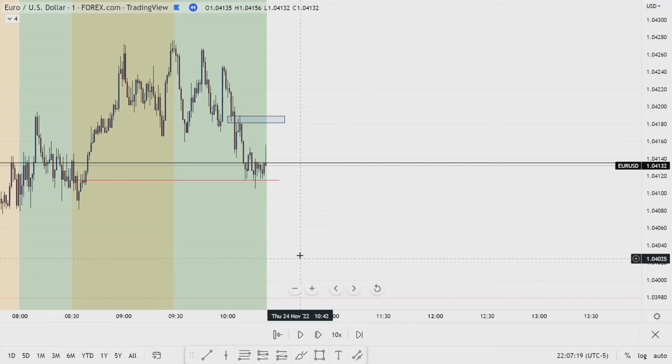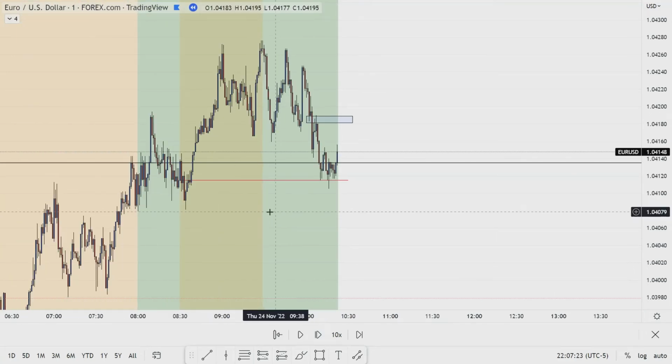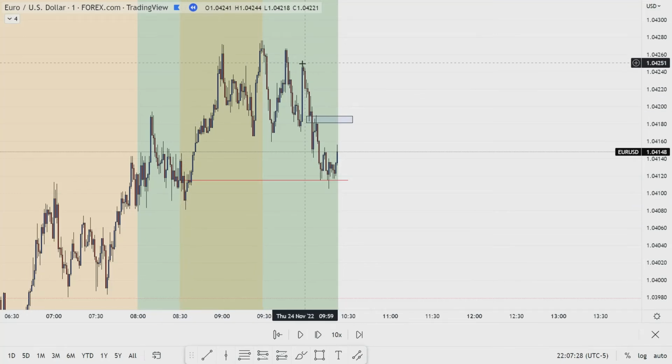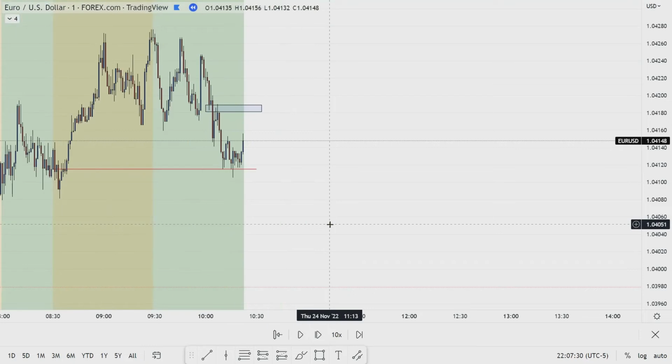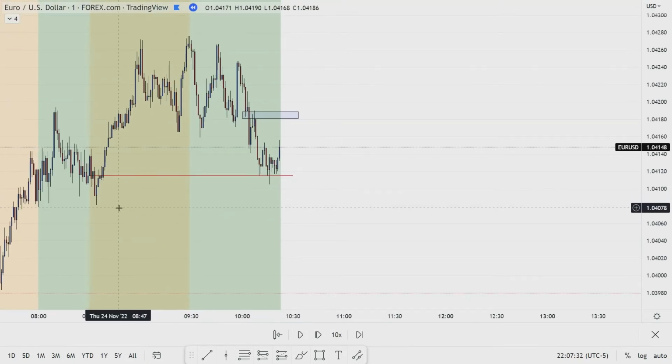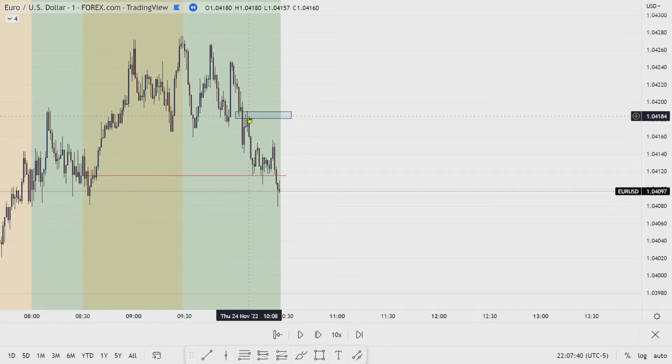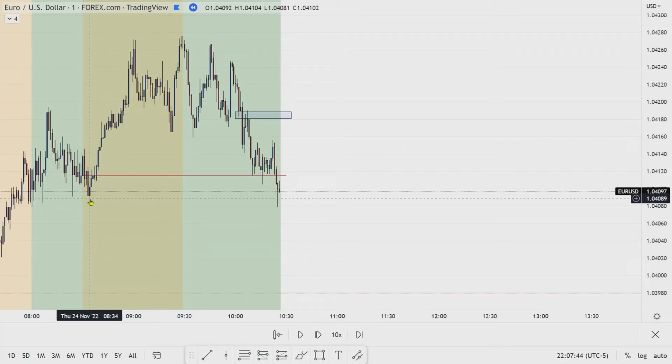Now, here's what happened. It did go in our favor a little bit. I would have probably targeted this low right here, and then set the stop loss like right there. Now, we didn't take the trade, but I'm just saying where I would have targeted, just to get an idea. And it does go in our favor. So you can see entry. This would have been the target if we did take that trade.